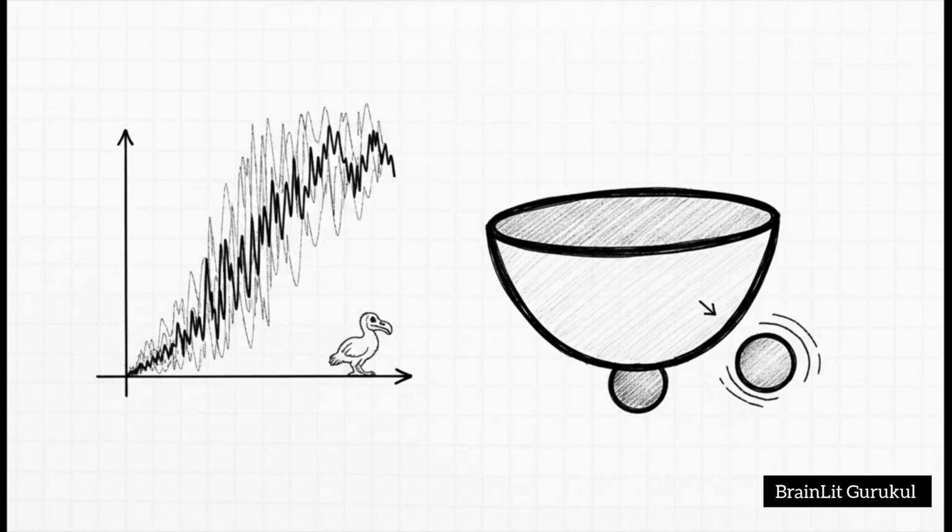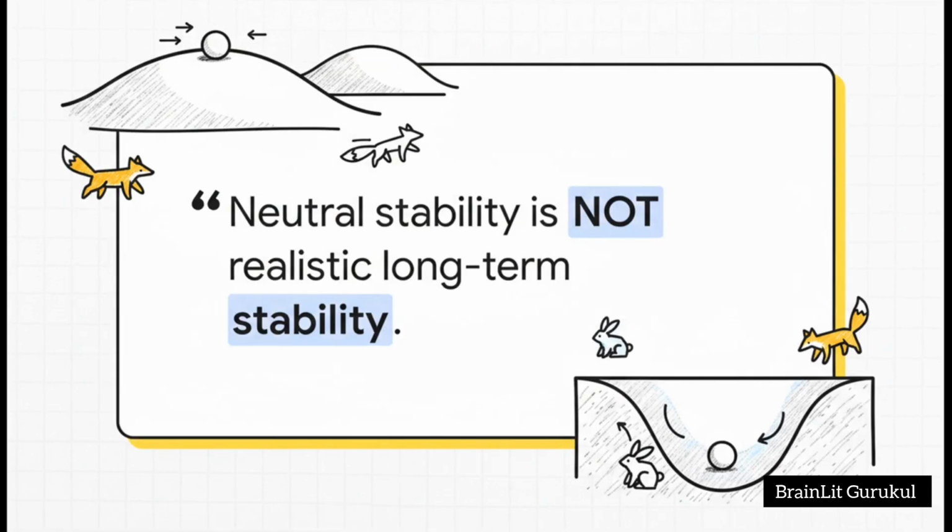Think of a ball balanced on top of a bowling pin. Any little nudge, and it's gone. Here, any disturbance causes the oscillations to get bigger and bigger. The peaks get higher and the troughs get lower, until, inevitably, one of the populations crashes to zero. Extinction.